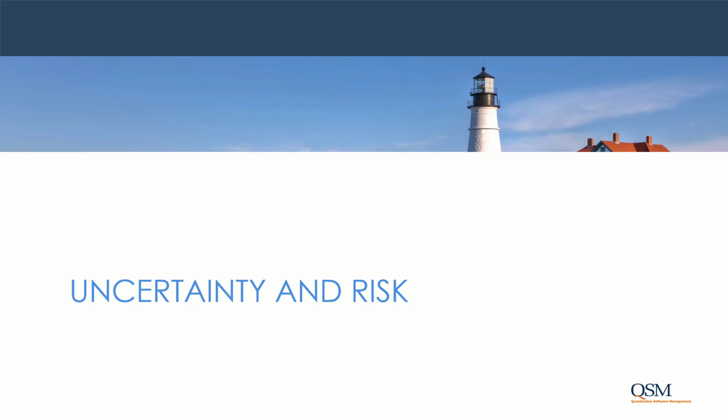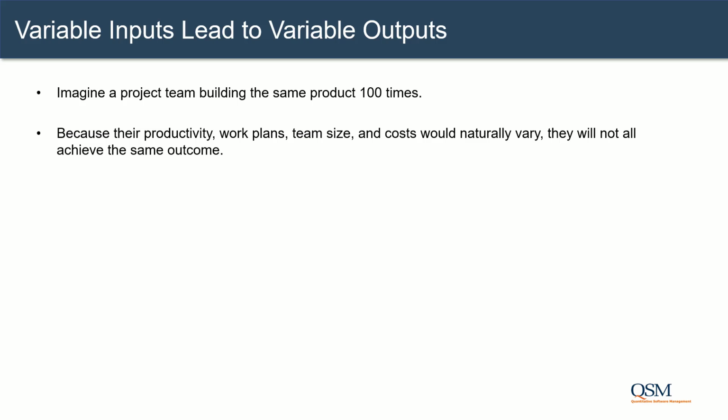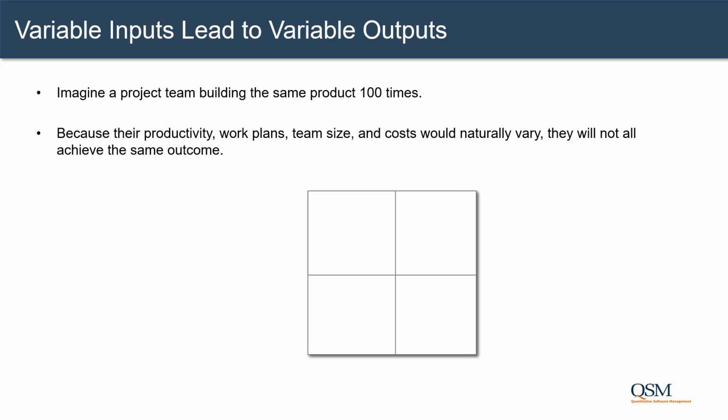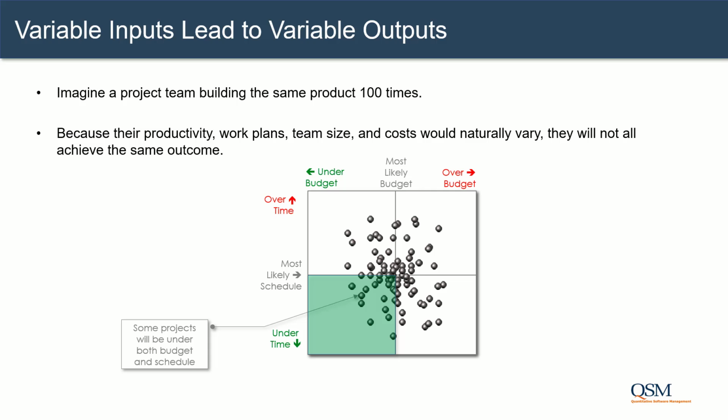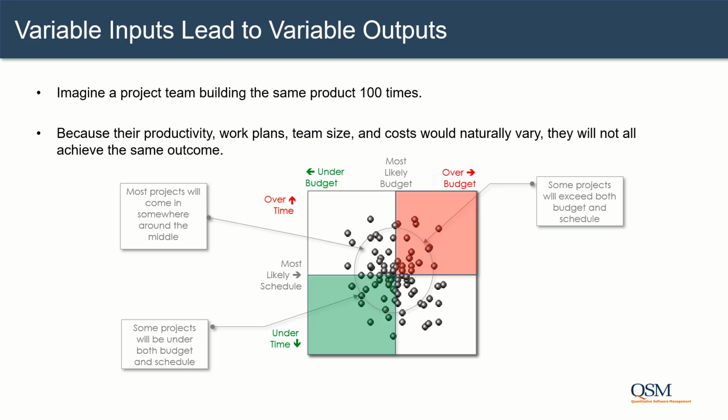Uncertainty and risk. Explicitly quantifying uncertainty enables you to manage it because you can't eliminate uncertainty. Imagine a project building the same product 100 times. Because the productivity, work plans, team size, and costs would naturally vary, they will not always achieve the same outcome. Some projects would be under budget. Some projects would be over budget, under schedule, over schedule. But what we find is that most projects will come in somewhere around the middle.